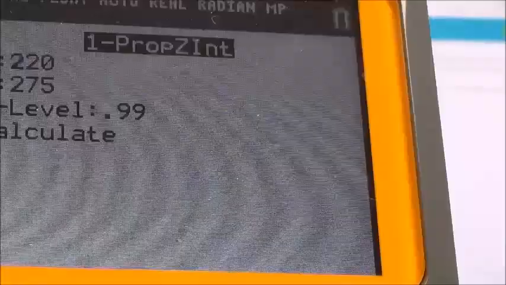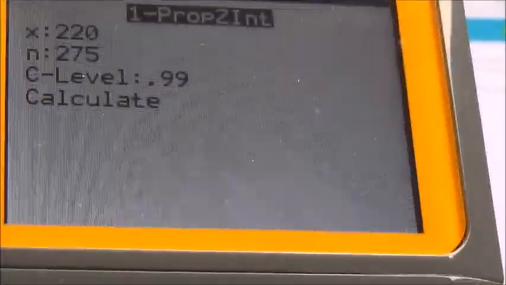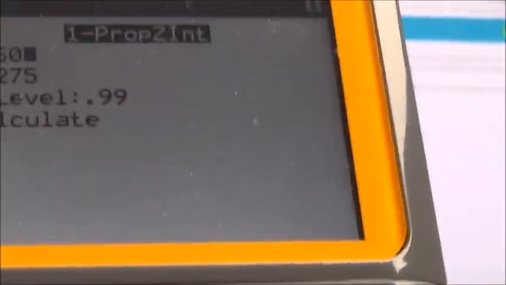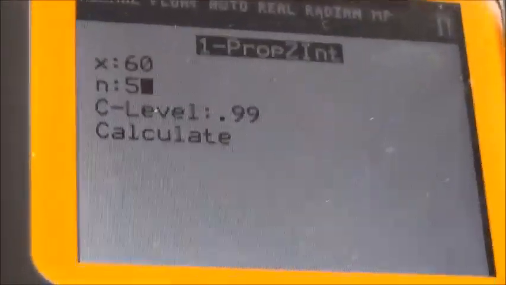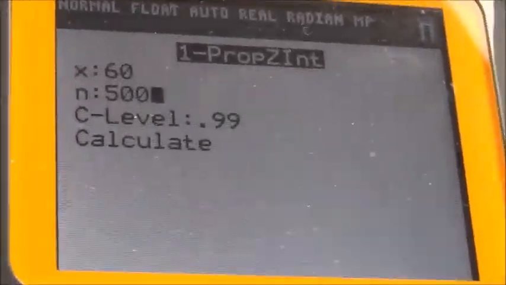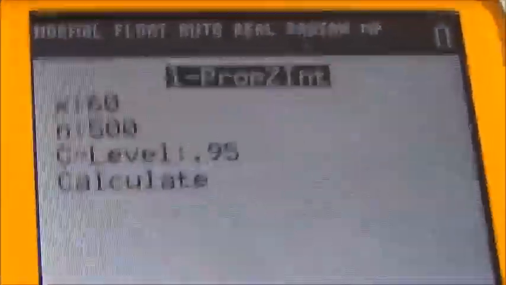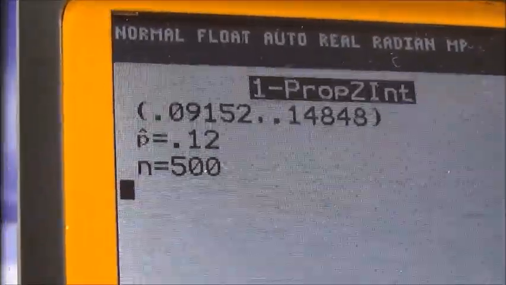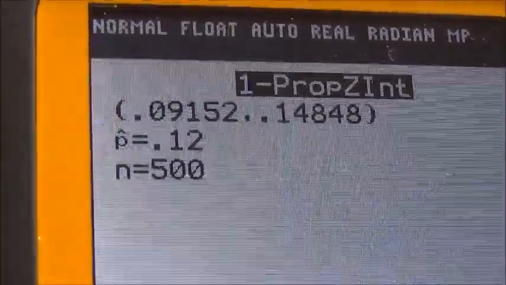It says that X is my 60, because I had 60 that were men. N is my total number. 500 nursing students were surveyed, so 500. My confidence interval said that I wanted to do 95%. And so when I calculate on here, it is going to first of all tell me what P hat is equal to. P hat is 0.12, which is 12%.